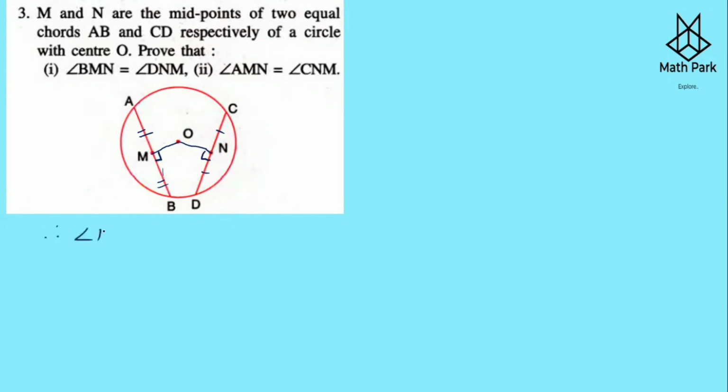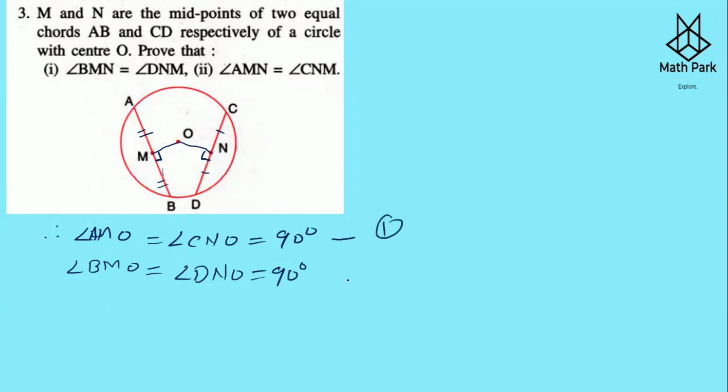So therefore angle AMO is equal to angle CNO is equal to 90 degree, and you have angle BMO is equal to angle DNO is equal to 90 degree. Let this be our equation number 1 and this is our equation number 2. Now we are asked to prove angle BMN. So let us join this. You are asked to prove angle BMN is equal to DNM.